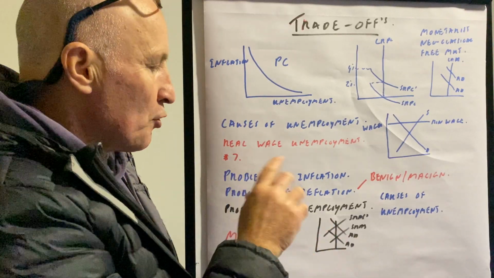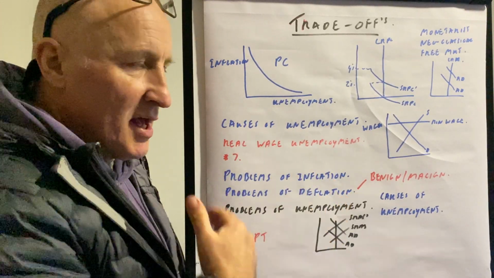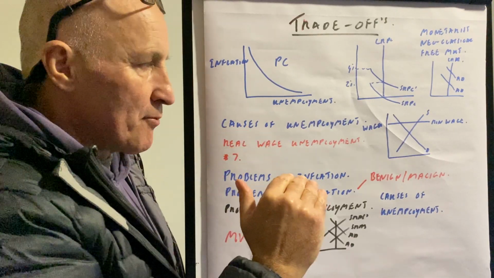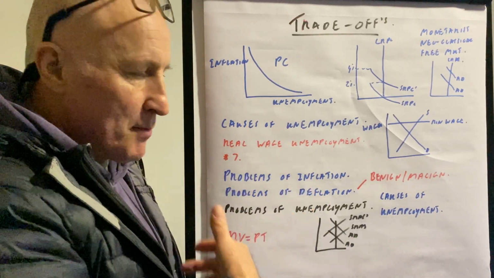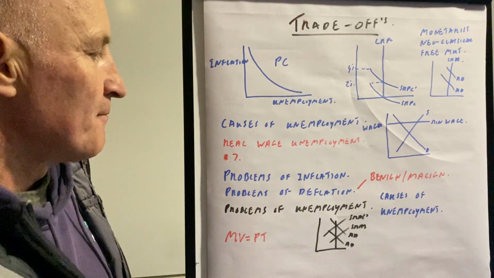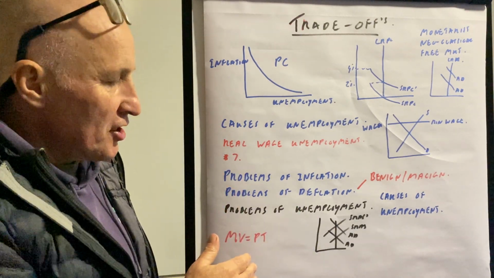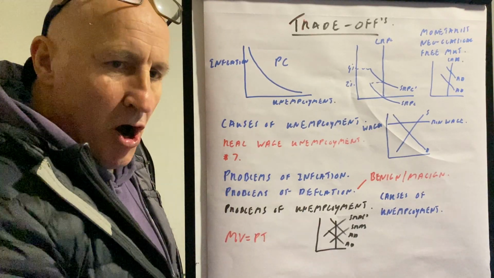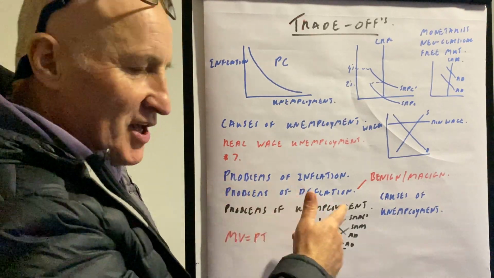And in particular, an important one is called real wage unemployment. This is when the wage or the minimum wage is set above the equilibrium price. And this will mean that there will be more unemployment within the economy. The problems of inflation: we become internationally uncompetitive, reduction in demand, higher interest rates, problems of deflation.